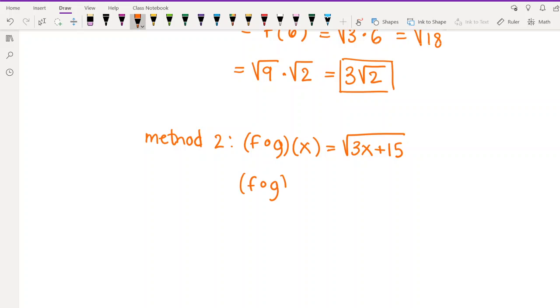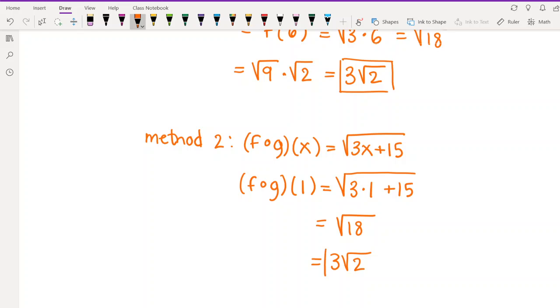So that's what I mean when I say this is a formula for a new function. It works just like any other function. If you want to plug 1 into the function, you just replace x with 1. And so we would have the square root of 3 times 1 plus 15. And so that is equal to the square root of 18. And we already saw that that simplifies to 3 times the square root of 2.